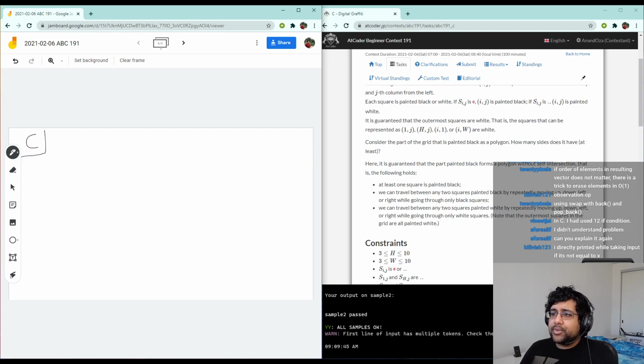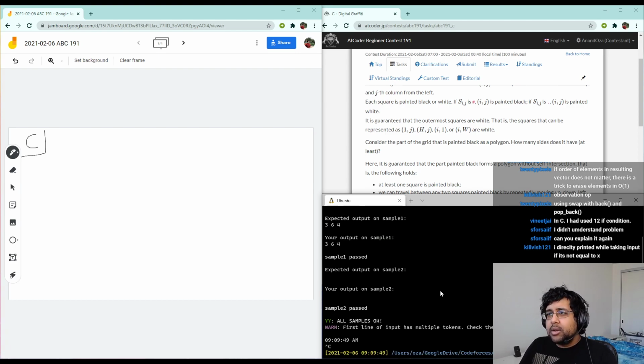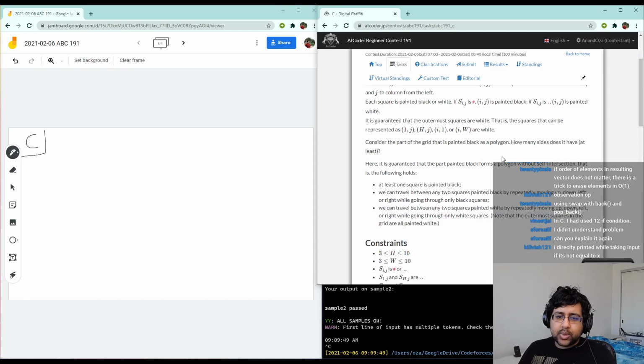Yeah, someone wrote that they directly printed. I think that's fine as well. I generally like to save my answer in an array or something first. What I like to do is separate the problem solving from the input and the output. So I think it's nicer to do all the output at the end. That way you don't have any mistakes with output format.